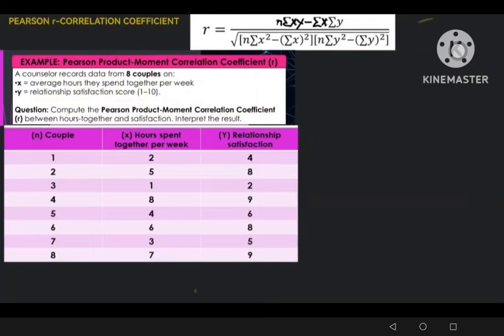So as you can see here, we have given the value of our N. These are the couples, the 8 couples. 1, 2, 3, 4, 5, 6, 7, 8.